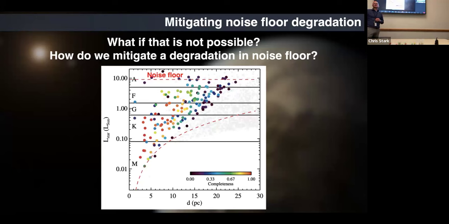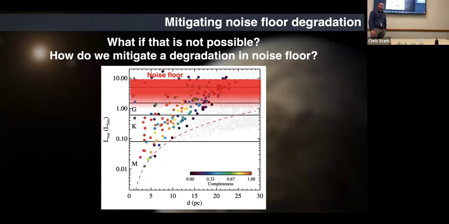So we need to ask ourselves the question, what if that's not possible? What are we going to do about it? How do we mitigate a degradation in that noise floor? And so what I'm showing you again is the target list distribution for a fiducial mission. The horizontal line up top is that noise floor, but it's not just a single line. It's actually kind of a fuzzy boundary, because planets have a range of radii and habitable zone separations and all this sort of good stuff.